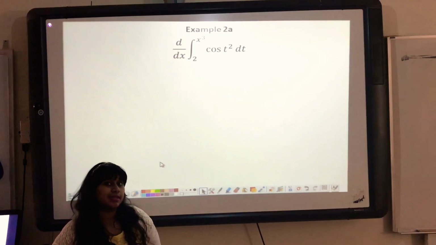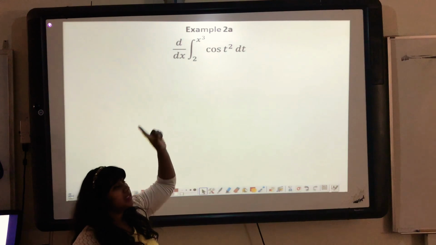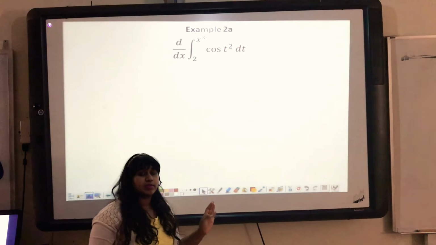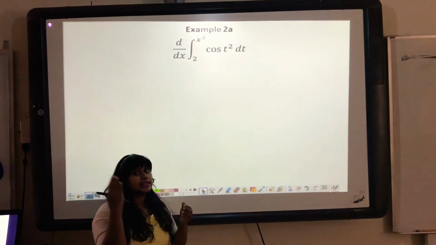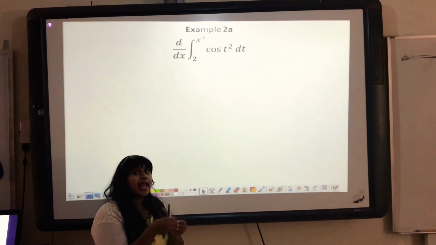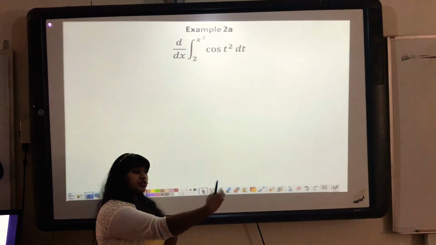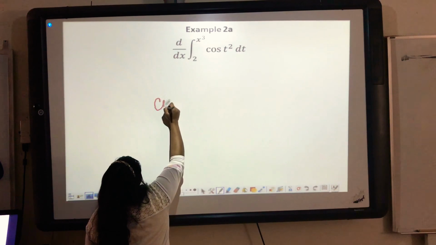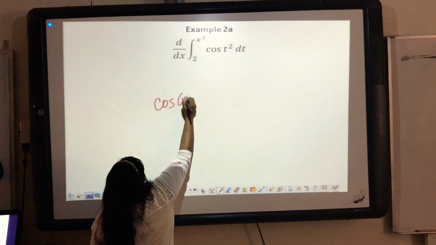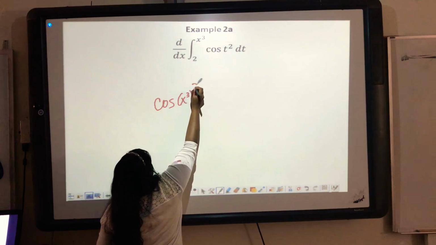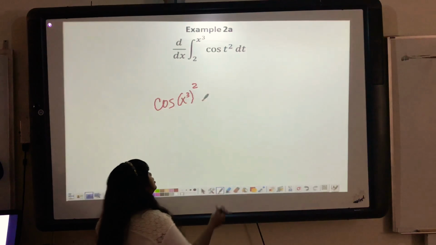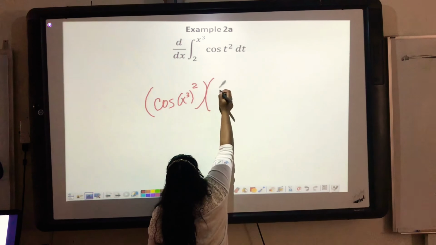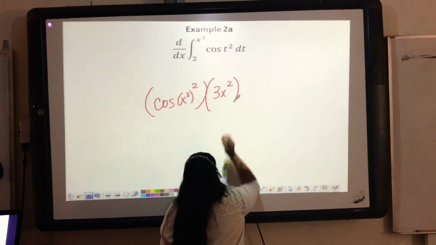Ooh, but look at this one. I'm going from 2 to x cubed. Again, constant value is a, so we're good there. Don't have to manipulate that. But my b is not simply just x. So like I told you before, now we have to multiply by the derivative of that b. So let's start with replacing. First thing we're going to do is say cosine. Instead of x, I want to write x cubed. But I can't forget that squared. That's part of this. I can't just disappear it. And then I'm going to multiply that by the derivative of x cubed, which is simply 3x squared.